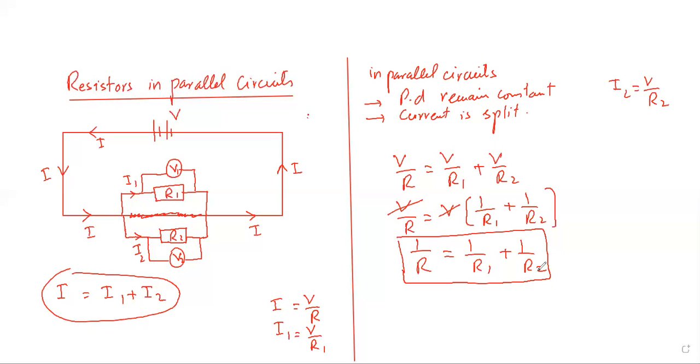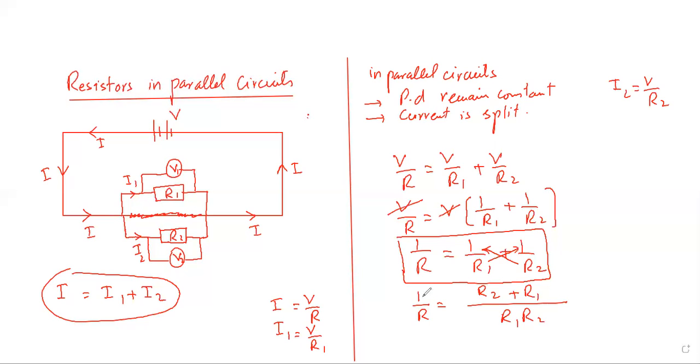Now I would like to make it a bit simple for you people. If I take LCM, what's going to happen? LCM is R1, R2, right? And this R2 goes over there, and this R1 goes over there, so it becomes R1 plus R2 over R1, R2. Is that okay?